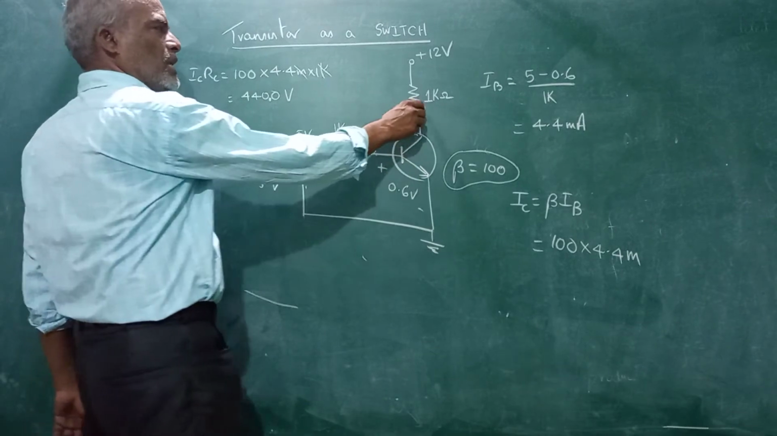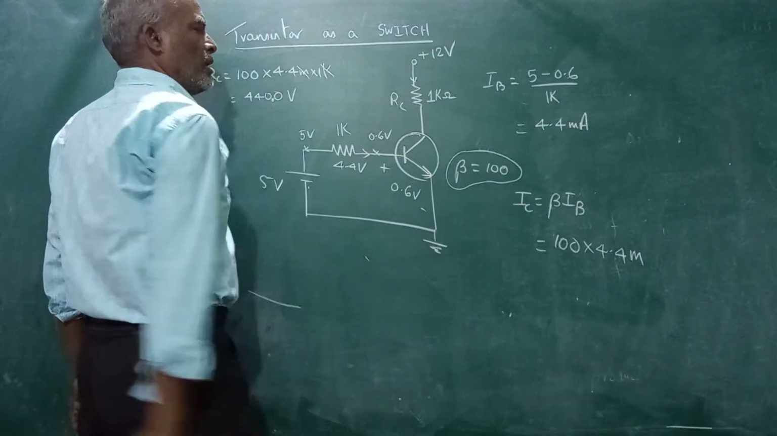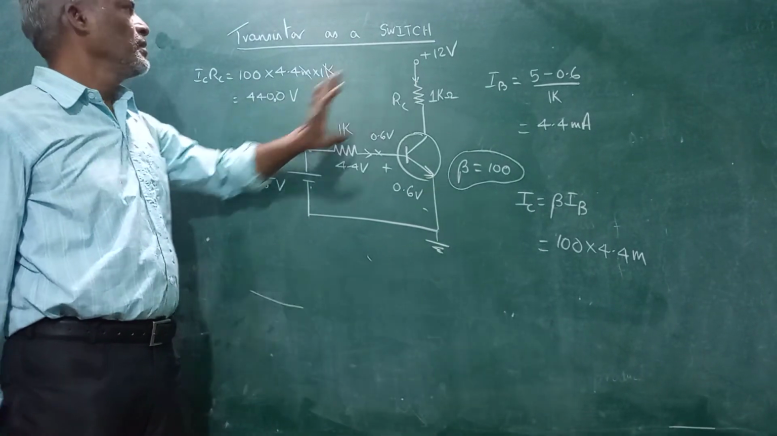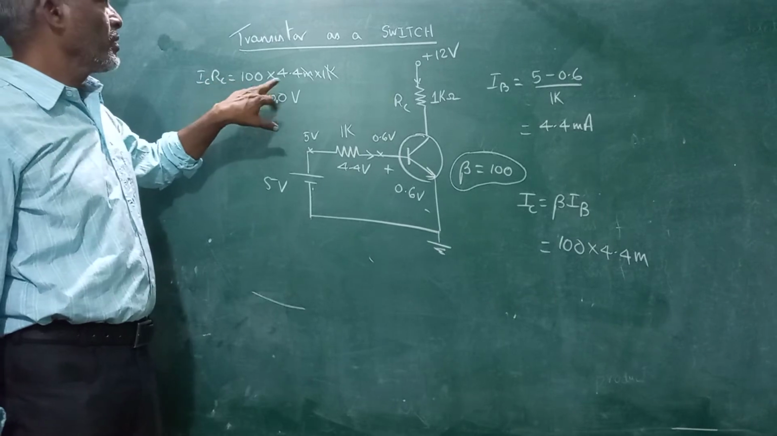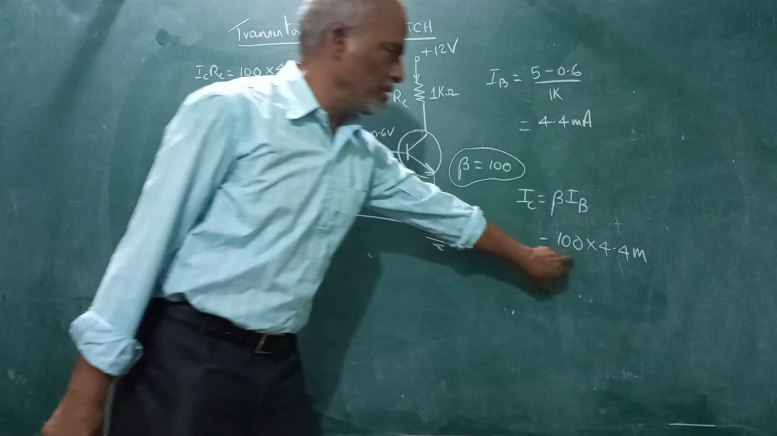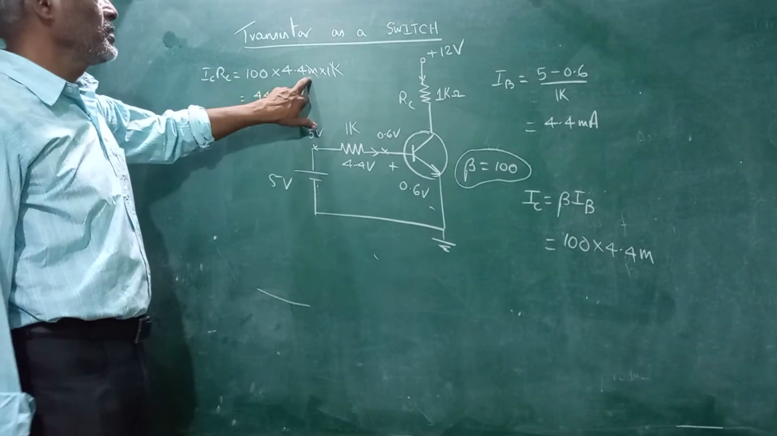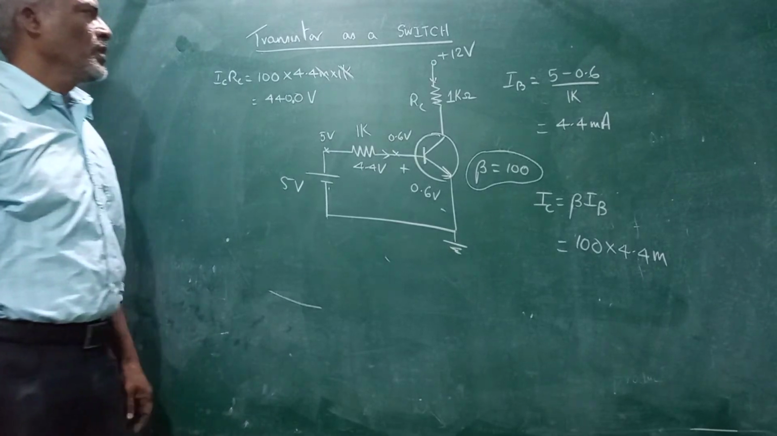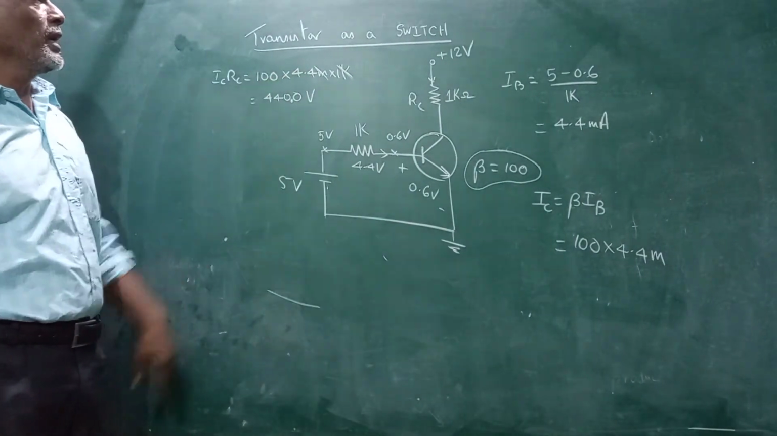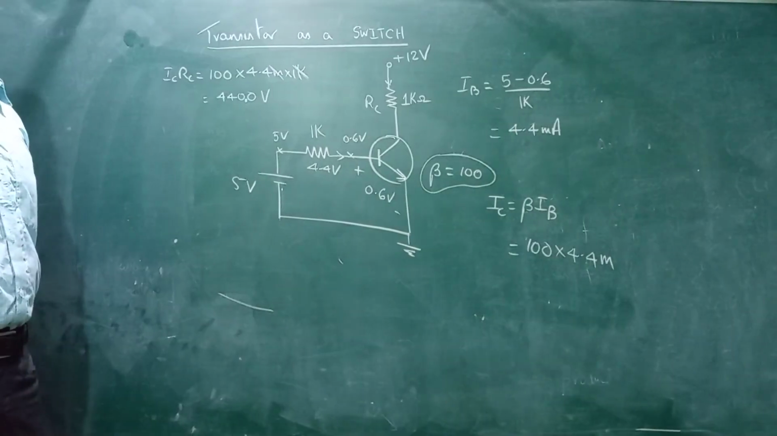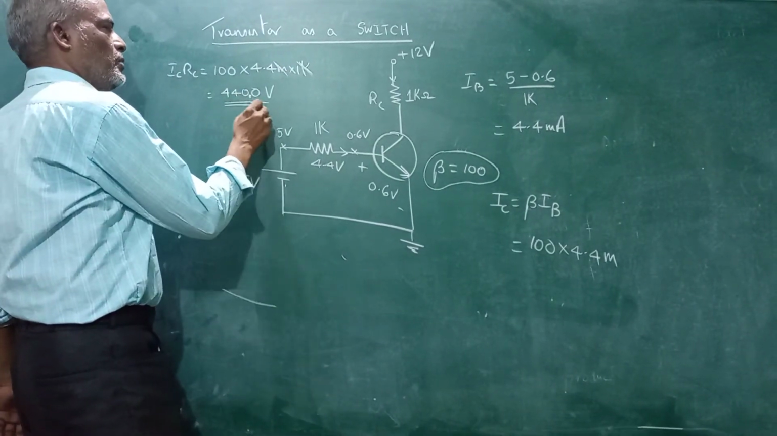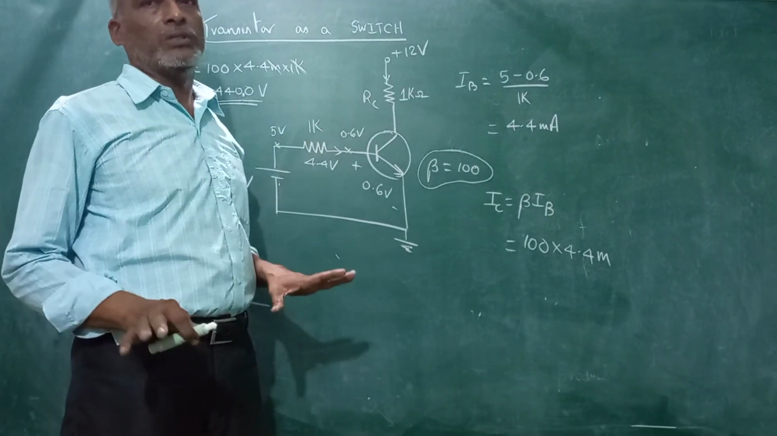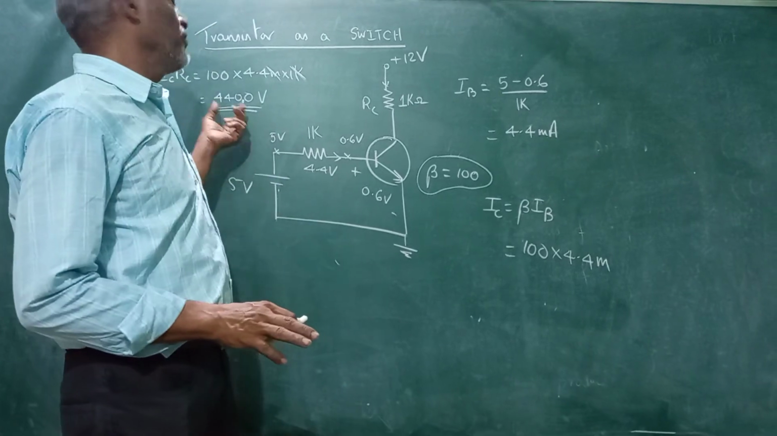Now, if the resistance RC is 1K and IC is beta times IB, so IC RC is the voltage drop across this resistance. That means it is 100 into 4.4 milliamps multiplied by the resistance value 1K. The K and milli get cancelled. Now 4.4 into 100 is 440 volts, which cannot happen. This is a very high value. This will not come. Why? Because between ground and the collector we have only 12 volts. So we cannot get 440 volts.